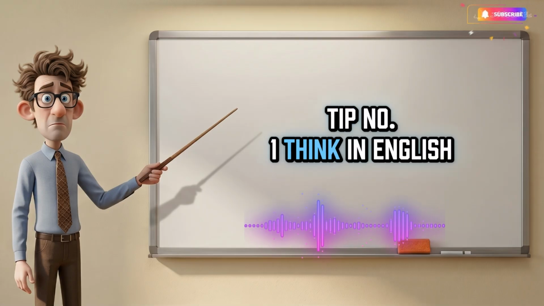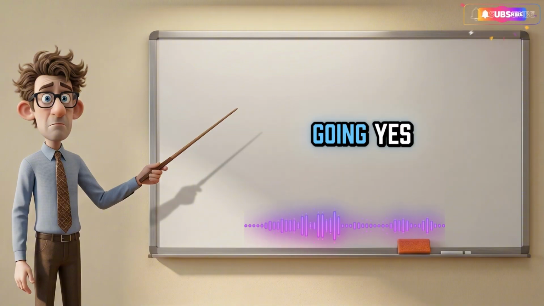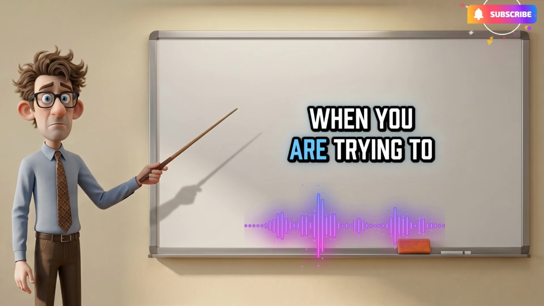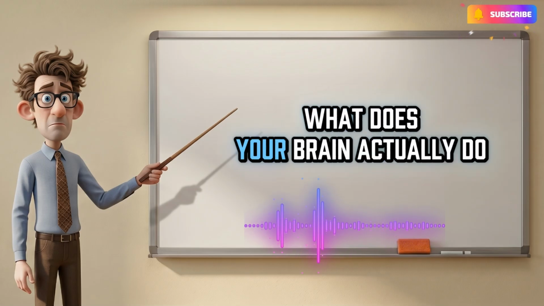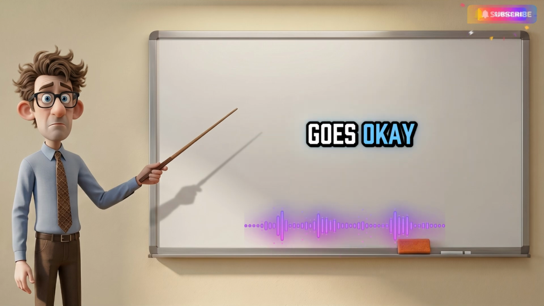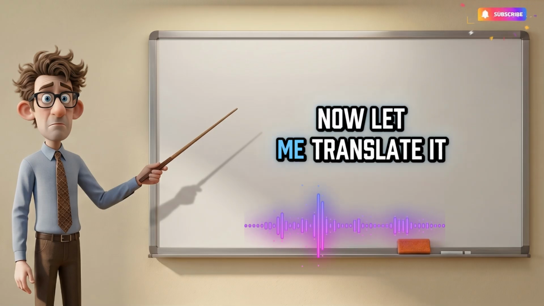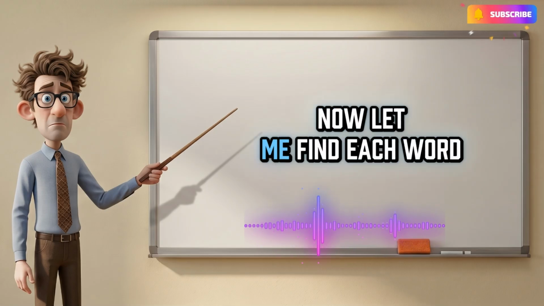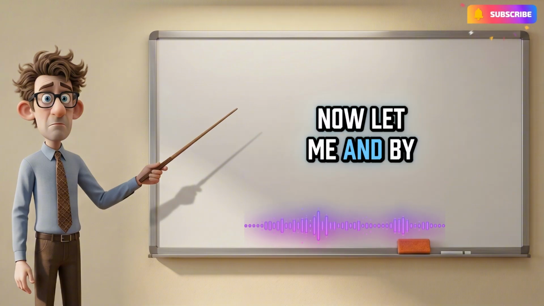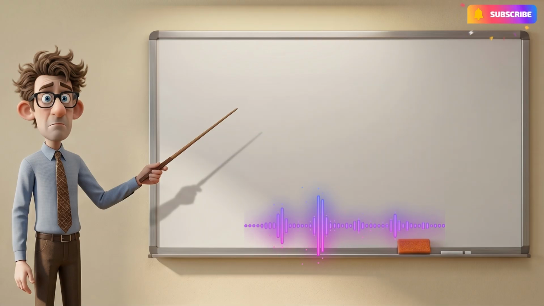Tip number 1, think in English. Now this one sounds simple and you are probably nodding along going, yes, of course. But let me ask you honestly, when you are trying to say something in English, what does your brain actually do? For most learners, the brain goes, okay, let me think of what I want to say in my own language first. Got it. Now let me translate it into English. Now let me find each word. Now let me put them in order. Now let me... And by this time, the conversation has moved on and you have missed your moment.